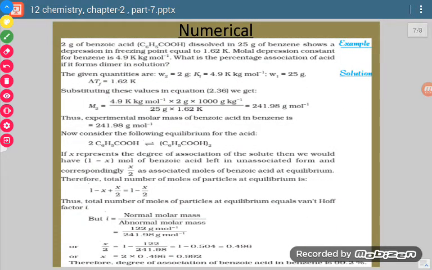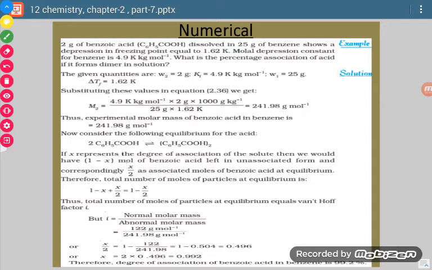Now let us solve this numerical. So in this numerical, what is there? 2 gram of benzoic acid dissolved in 25 gram of benzene shows a depression in freezing point equal to 1.62 Kelvin. Molar depression constant for benzene is 4.9 Kelvin kg per mole. What is the percentage association of the acid if it forms a dimer in solution?